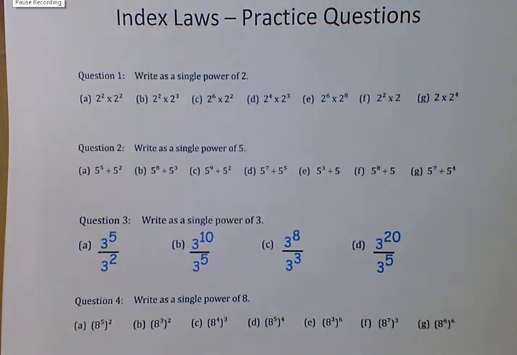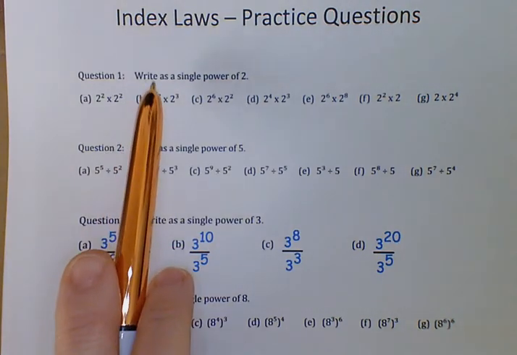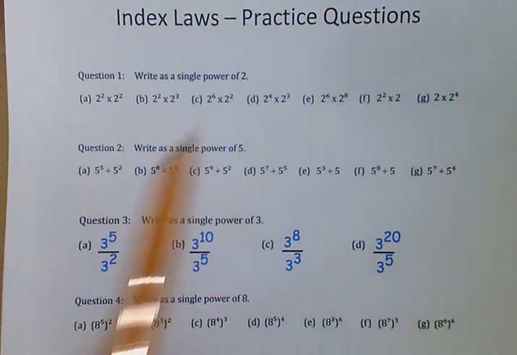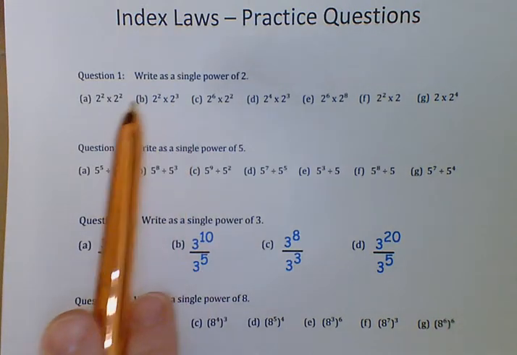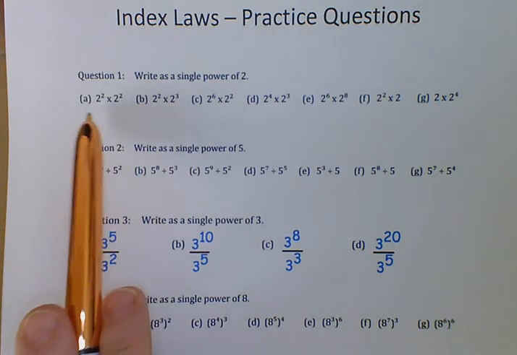Okay, so now that you've written down all of the index laws, and hopefully you can remember some of them to start with, I'd like you to have a go at these practice questions. You can either pause the video now and read them off the screen, but I have loaded these onto Go for Schools as a Word document as well. Where it says to write as a single power of 2, it just means that your answer is going to be 2 to the power of something. So it's just a single power rather than where we've got 2 powers.